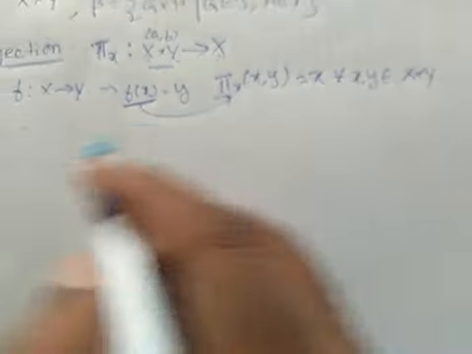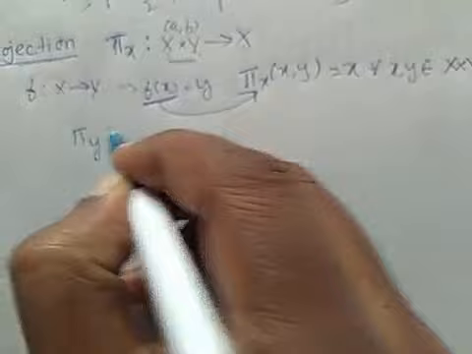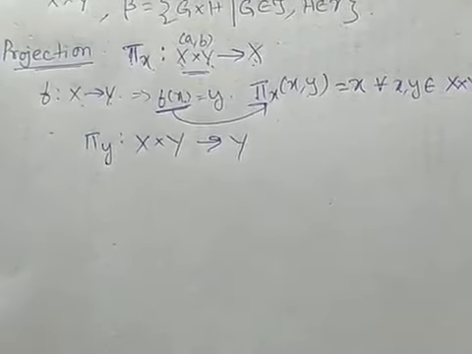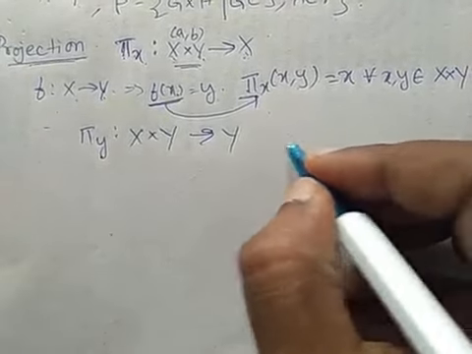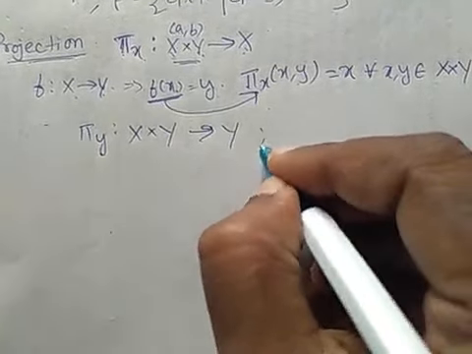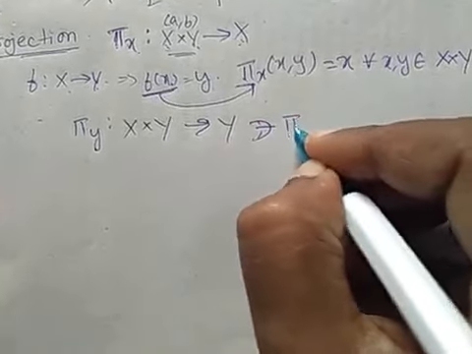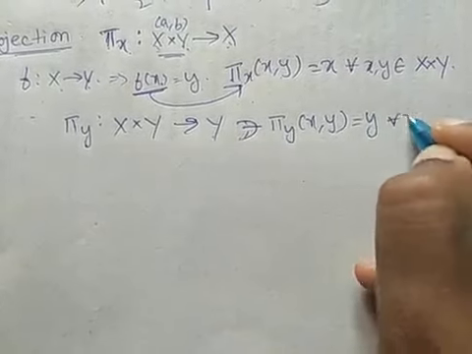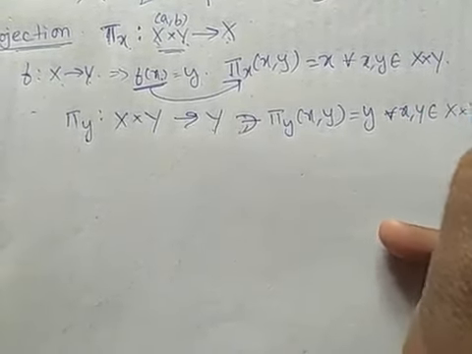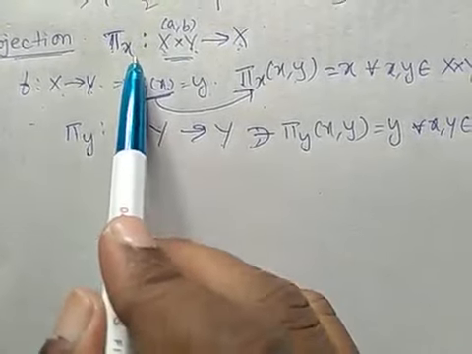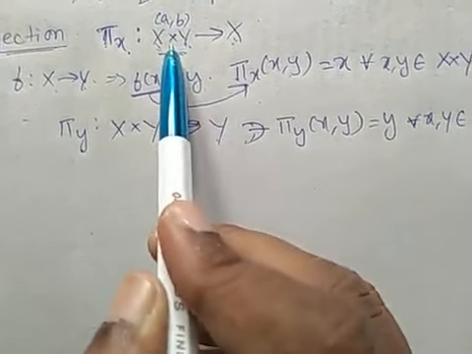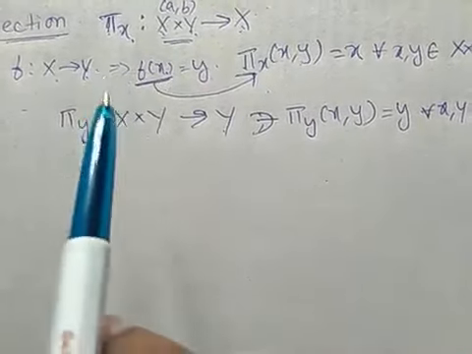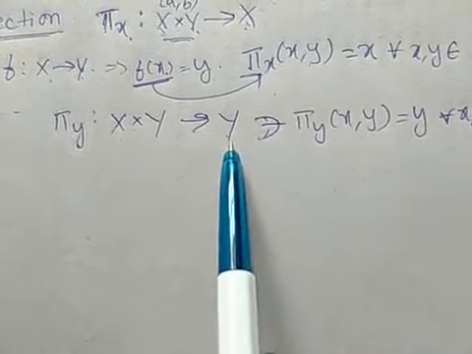Similarly, we can define on Y also. Phi y of X cross Y defined on Y such that phi y of (x, y) should be equal to y for all (x, y) belongs to X cross Y. So this is called projection mapping of X cross Y onto X, and this is called projection mapping of X cross Y onto Y.